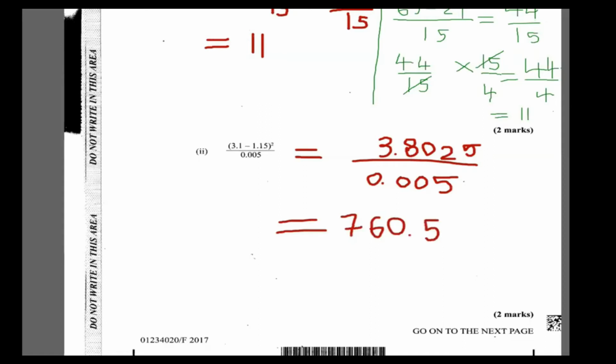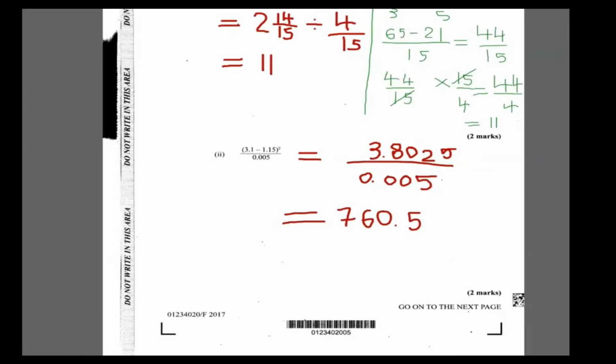And that's how you tackle this question. Nice and easy. All right, so all you did was work out what's in the bracket first, and then you square it. Then when you got that result, you divided it by 0.005. That takes care of part A.